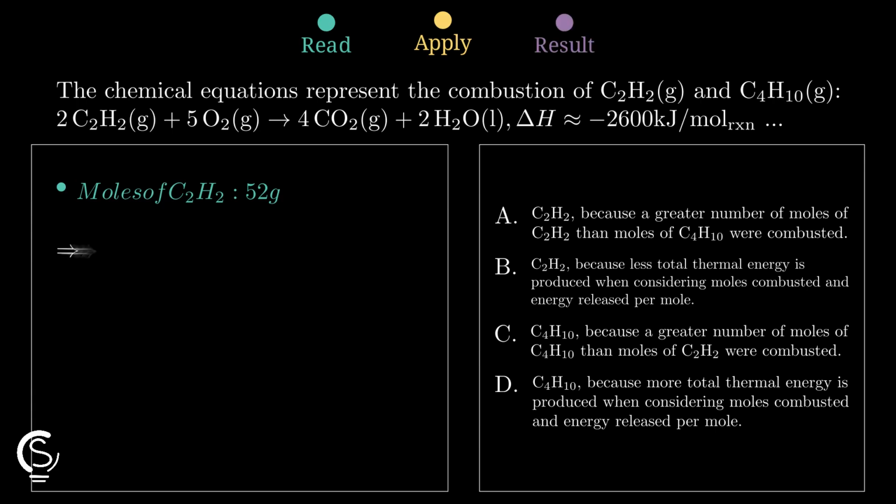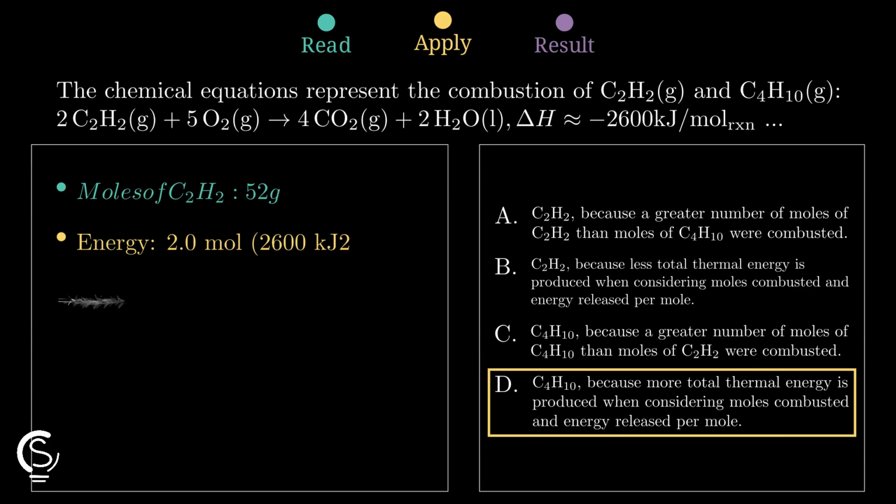Since 2,900 is greater than 2,600, butane releases more energy. This makes option D the correct choice for our final answer today.